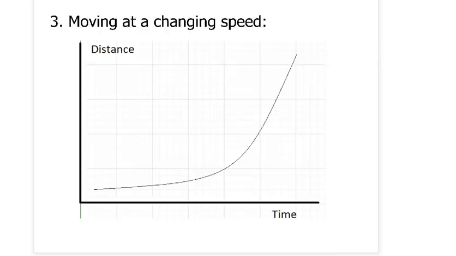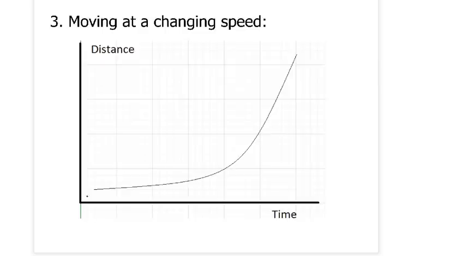Since this is not a straight line from there to there, it is a curved line. That means what we have is a changing speed. The speed is not constant, and that's what this looks like on a distance-time graph. It would look different on a different kind of graph, but on a distance-time graph, changing speed looks like this.